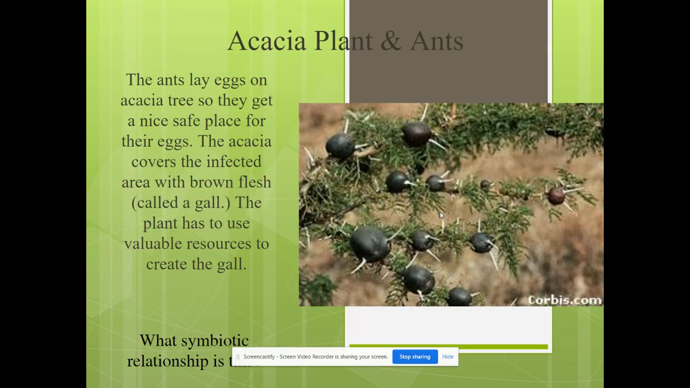So we have this plant and this ant in this scenario. The ant is laying eggs on this tree and it's providing a nice safe space for their eggs. But the tree is covered with this brown growth called a gall, and the plant has to use its resources to create this. So what type of relationship is this, guys? Very good. Parasitism. One is benefiting and one is being harmed.